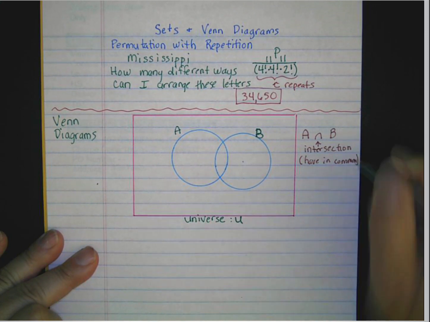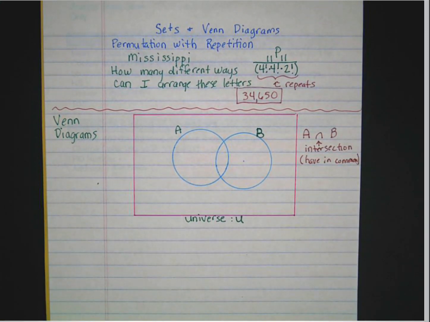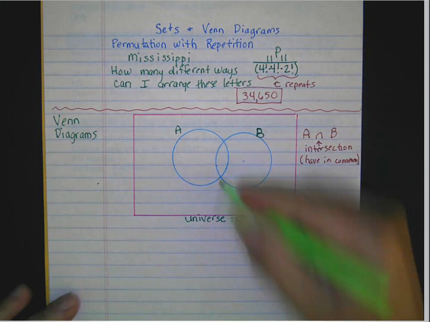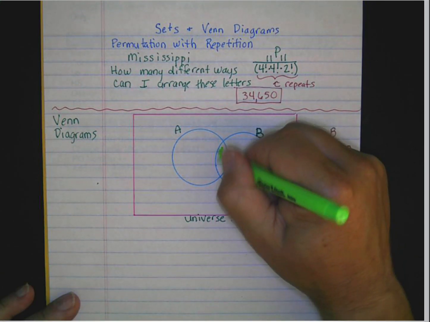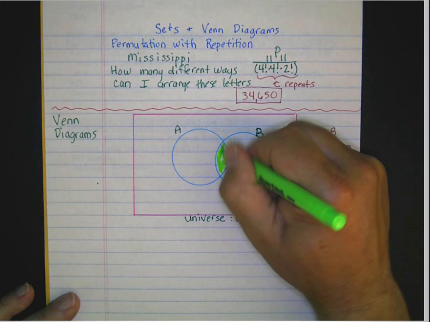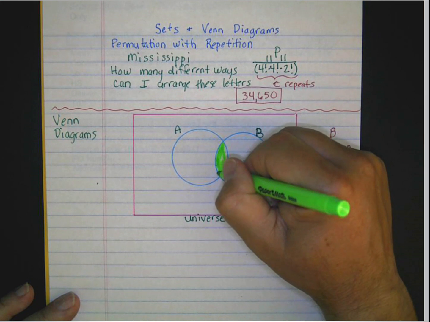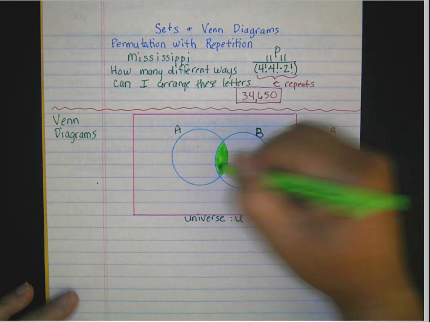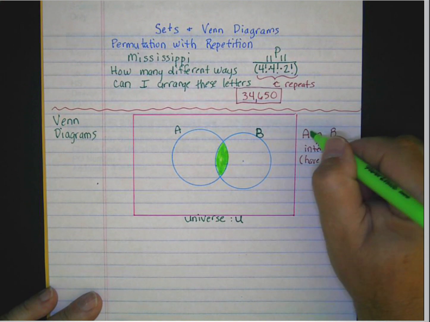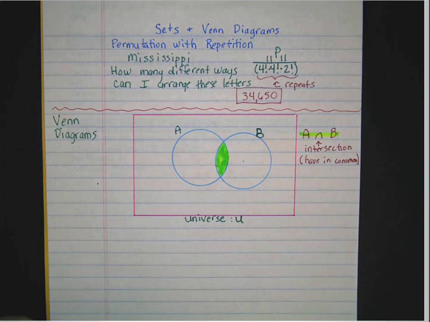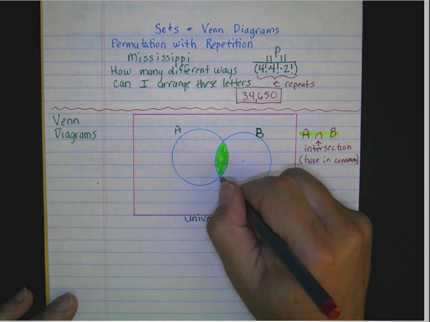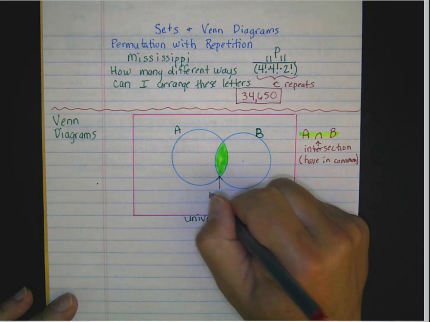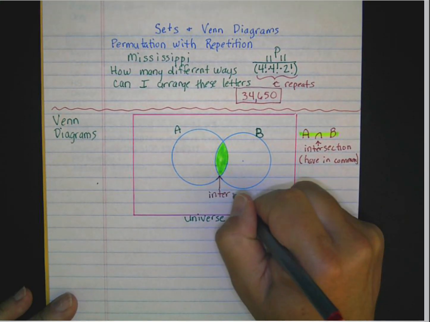So that would be designated by this spot right here in the middle. That would be A intersect B. Anything that's in that spot right there is in both sets A and B. That's the intersection of set A and B, right there. That little guy. That thing right there. That's the intersection.